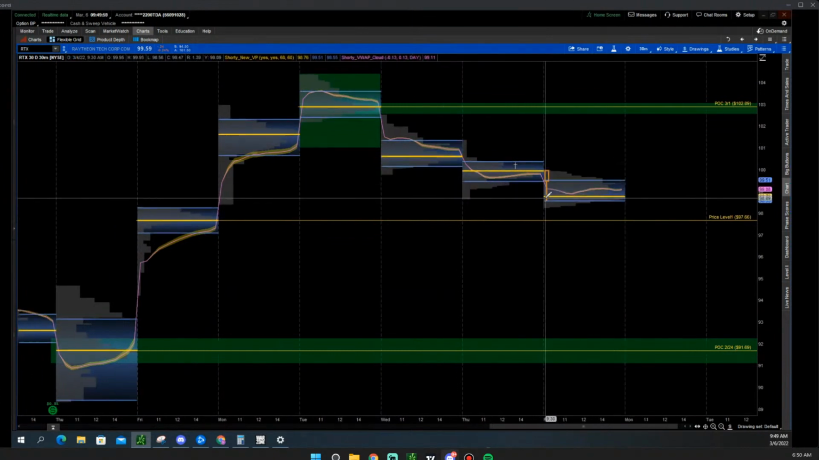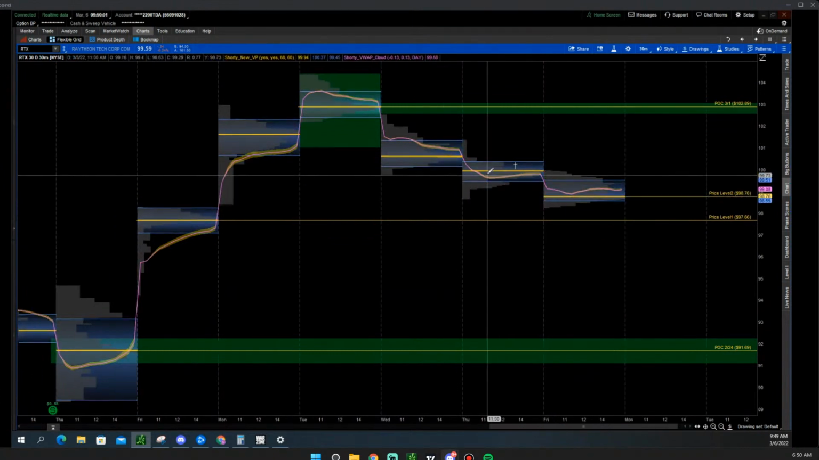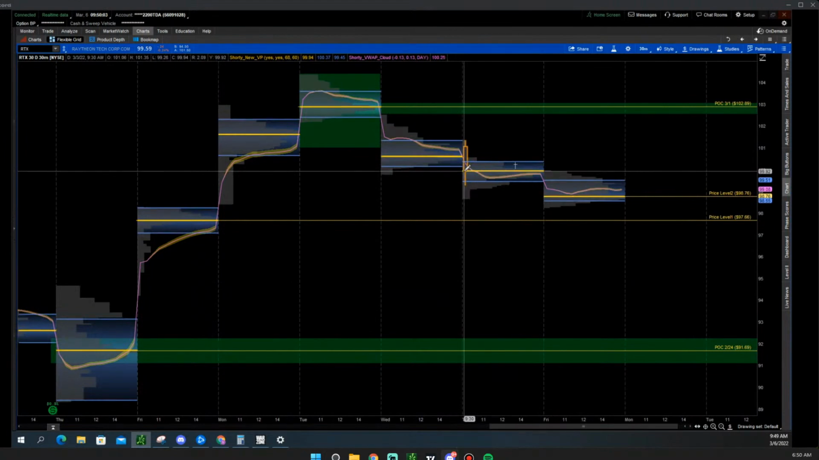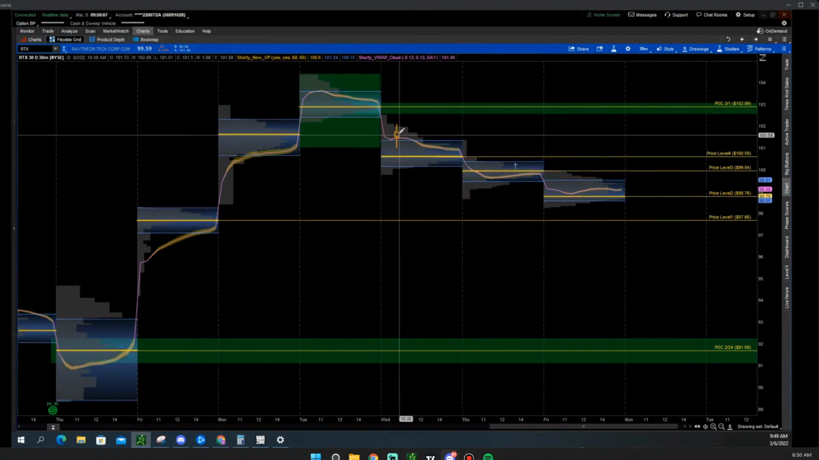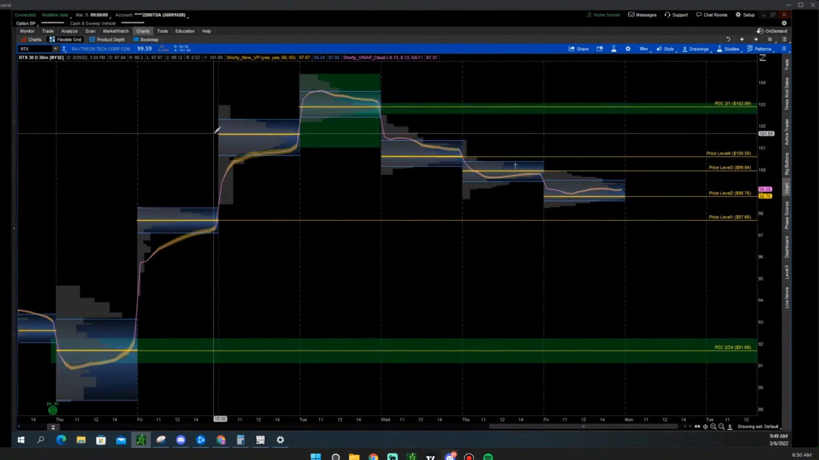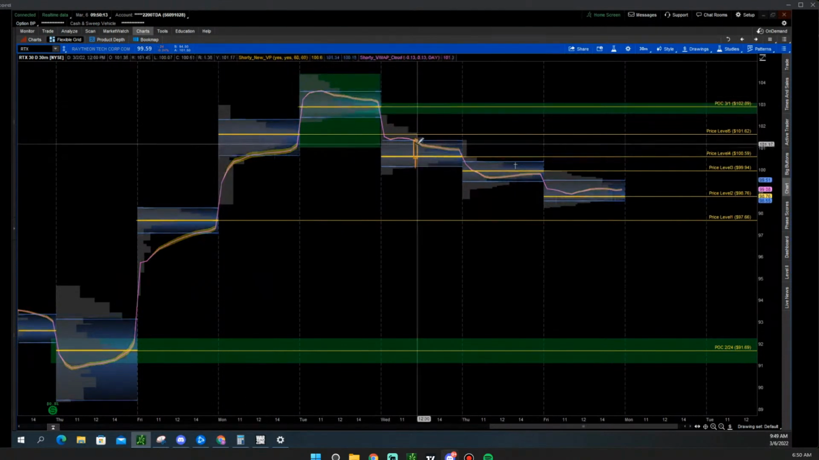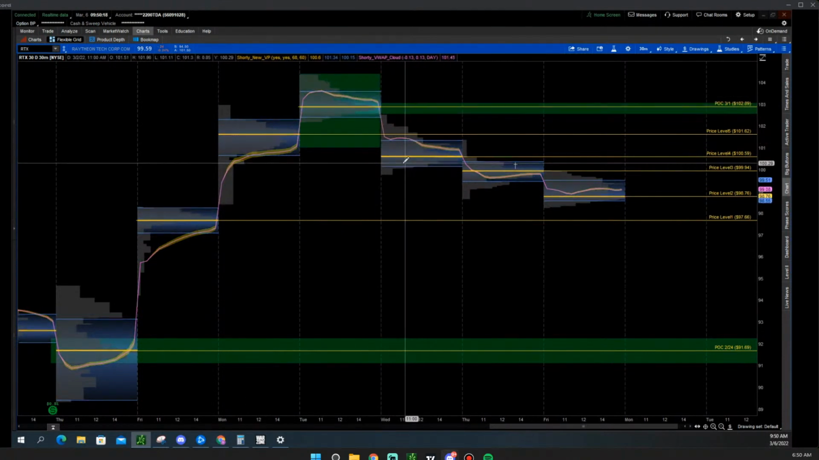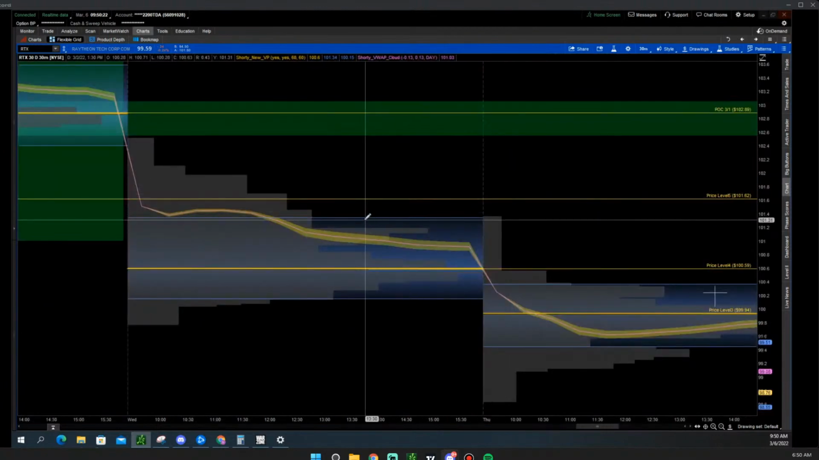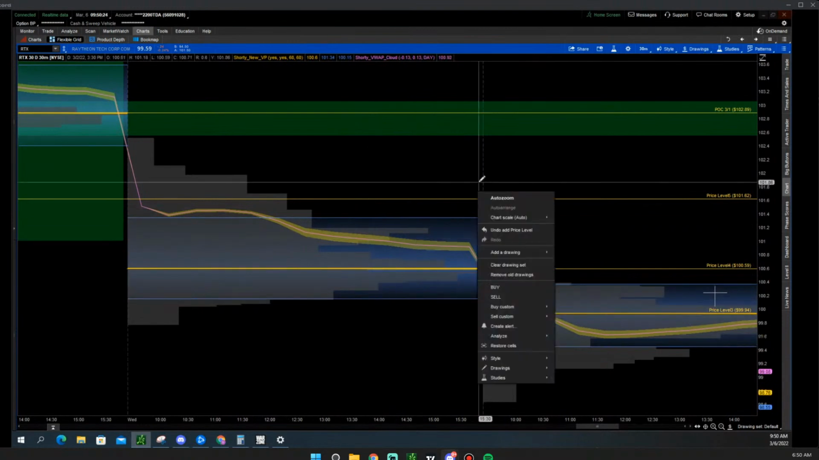So let's just keep going. You mark this POC here. You have a POC here. And one thing to notice, in terms of the boxes that are kind of going down, like these high value areas, the top of this is called the high value area, high value node, and this is a low value area here on the bottom of a single box. High value area, low value area.